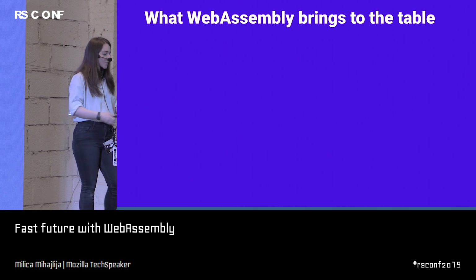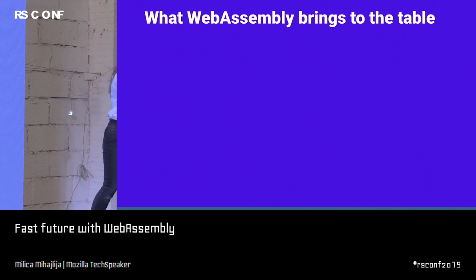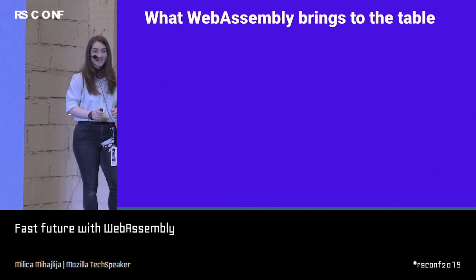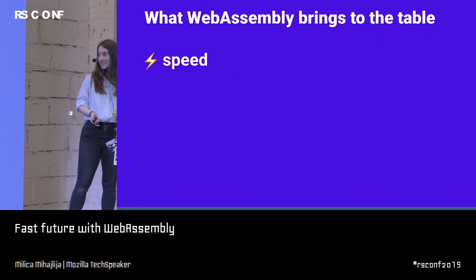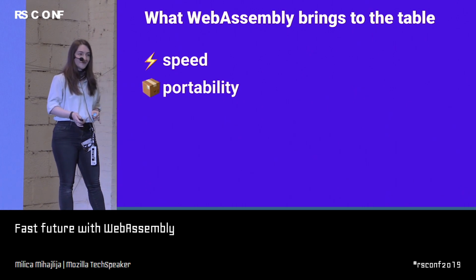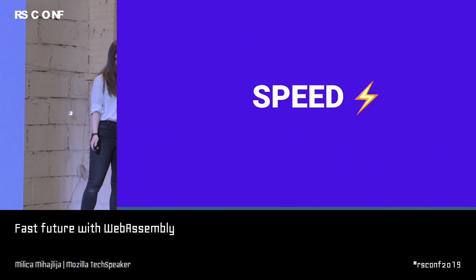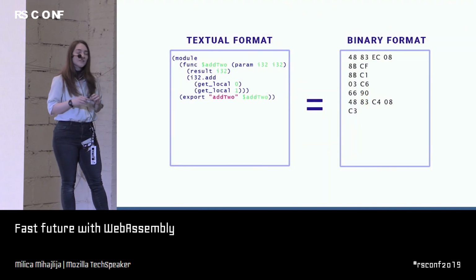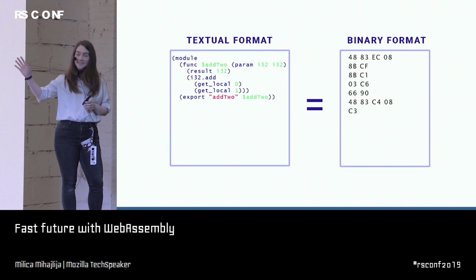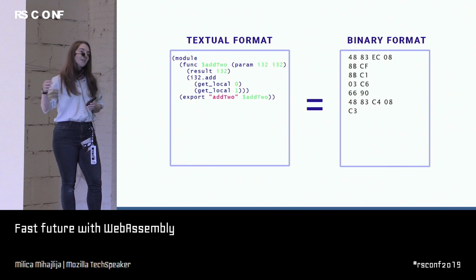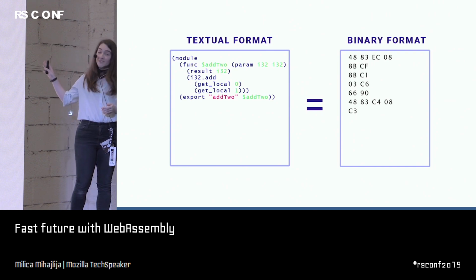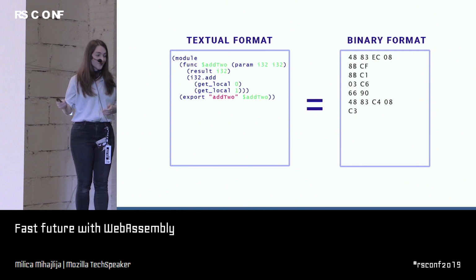So here's what WebAssembly brings to the table. I'm going to focus on three things. That's speed, portability, and flexibility. Let's talk about speed. WebAssembly is a low-level binary format. This is what it looks like. It has a textual representation. You can write it by hand if you're really adventurous, but really it's only meant for debugging. The binary format is what you deliver to the browser.